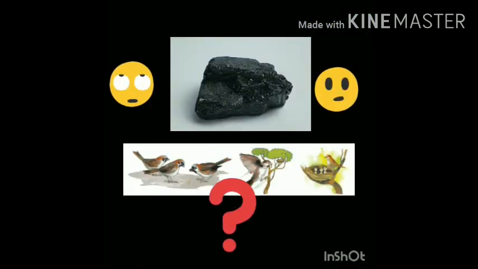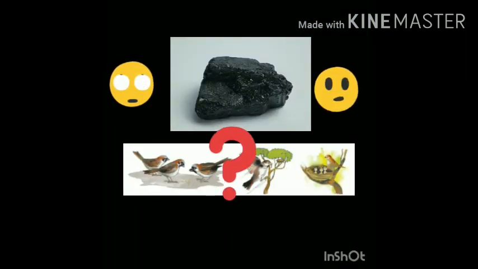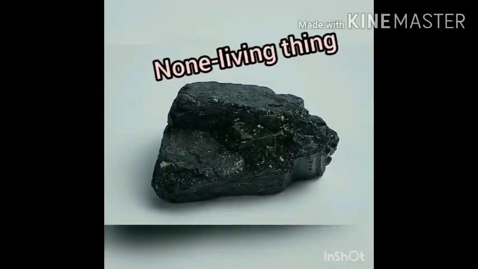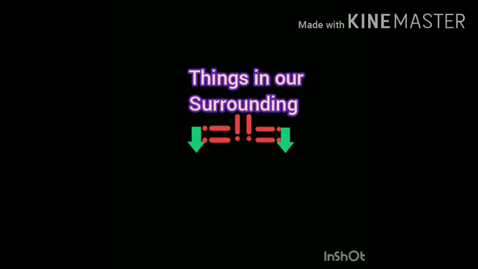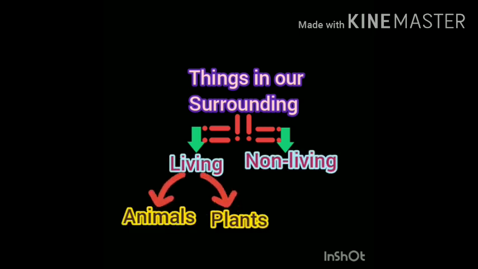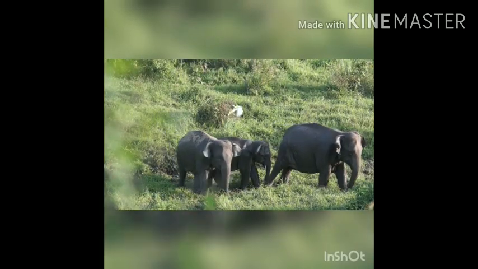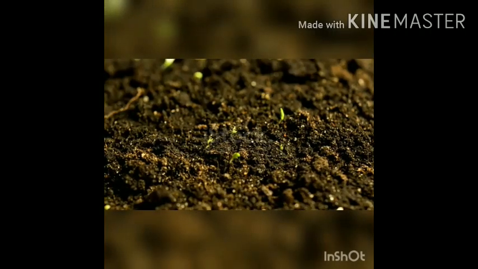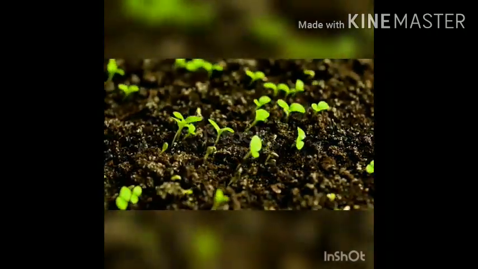Why do we see these differences between the sparrows and the stones? Because the sparrow is a living thing and stone is a non-living thing. There are living and non-living things in our surroundings. Animals and plants are living things. Look at this, baby animals. And here are a parrot and its baby. So animals have babies. And seedlings grow from seeds. The seedlings then grow into plants. This tells us that plants are living things.